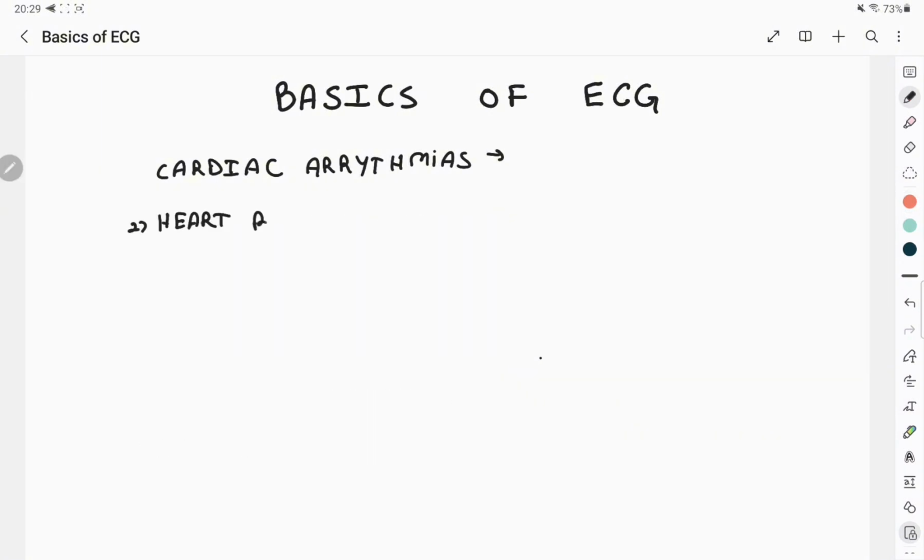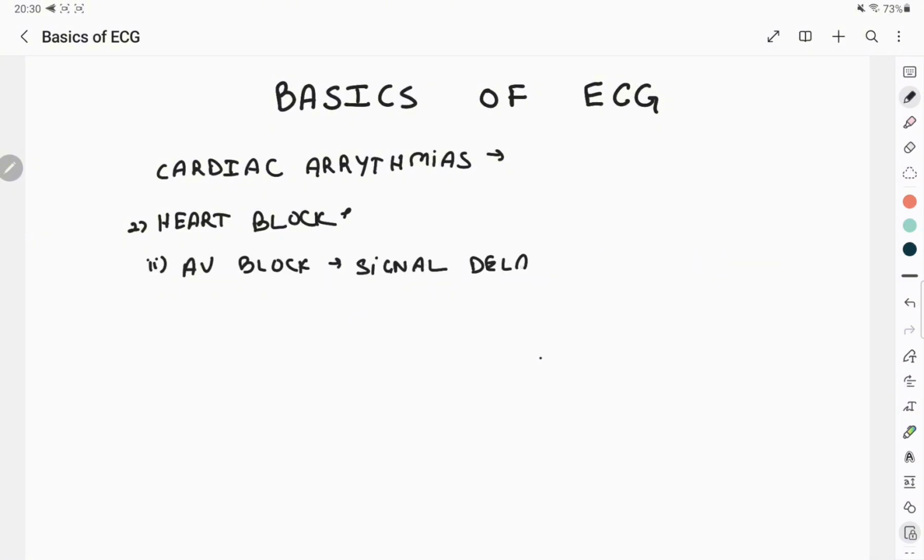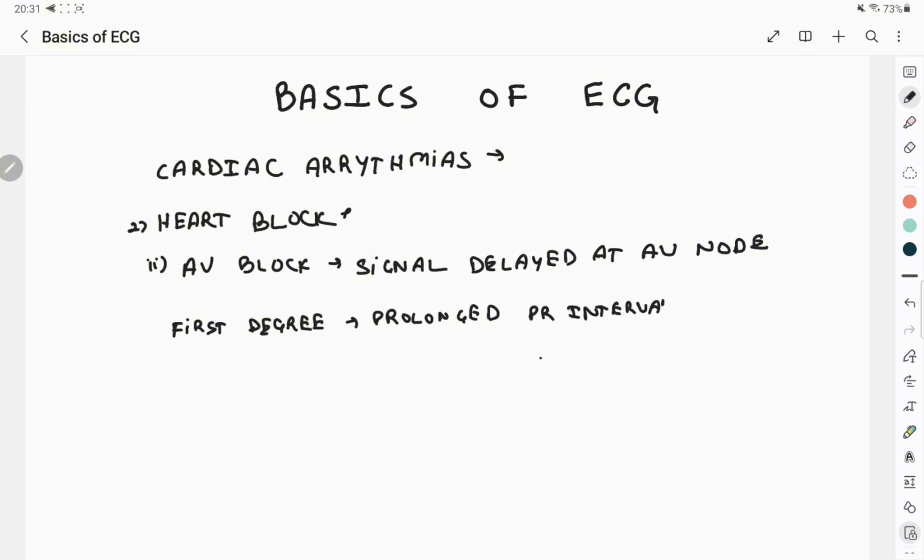Now we will talk about heart blocks. When signals fail to leave the SA node, it is called a sinus block. Atrial P wave stops suddenly. The backup pacemaker in the AV node wakes up to drive the ventricles at a slower flat rate. When signal is delayed at the AV node, it is called an AV block. In first degree AV block, the signal passes every time but takes too long. On the ECG, the PR interval is prolonged to more than 0.2 seconds.